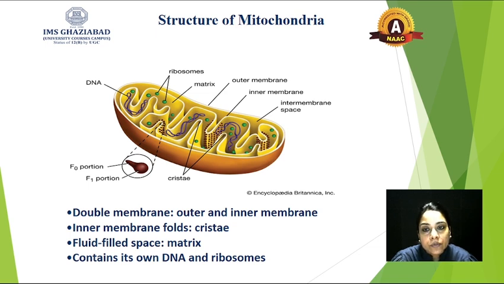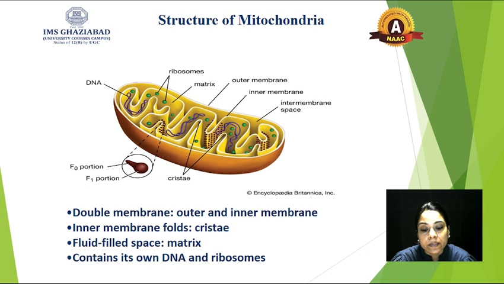And inside the matrix of the mitochondria, the structure represented by the green color is known as the ribosome. And also one small particle present, shown by the maroon color, is the F1 and F0 particle, which plays a very important role in ATP synthesis. And one more thing present inside the mitochondria is the mitochondrial DNA. It contains its own DNA, due to which it is named mtDNA, that is mitochondrial DNA.